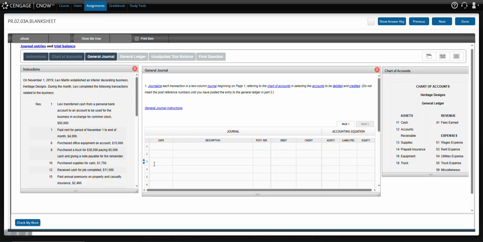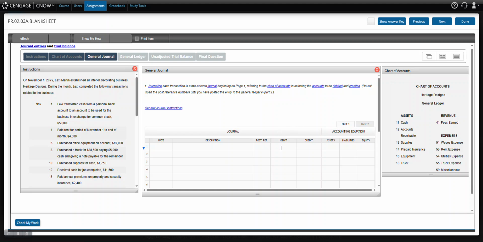Every journal is going to have a date column, the description column, which is where you're going to put your account names in, and a post reference column, which we're not going to utilize in this example. That is going to be dealing with when you actually do postings to your general ledger. And then you have your debit and your credit.